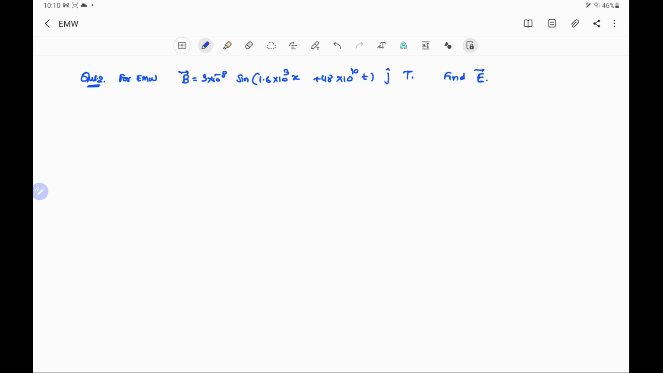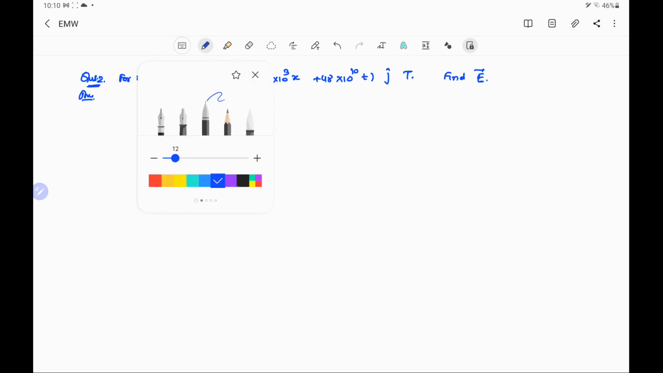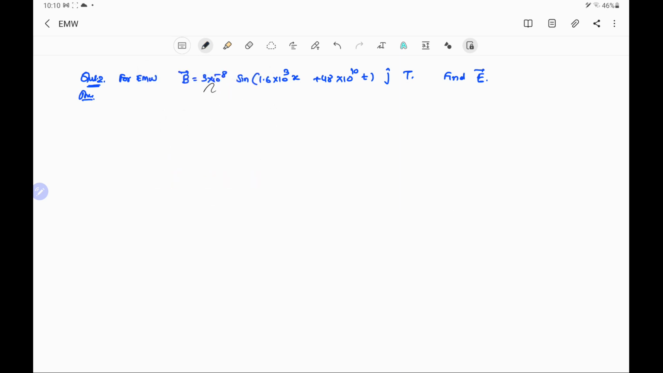Second question is, for the electromagnetic wave given by B equal to 3 into 10 power minus 8 sine (1.6 into 10 power 3 x plus 48 into 10 power 10 t) unit vector j, and it is in unit Tesla, find the electric field. If we compare this relation with the standard, then this will be the B naught, that is the amplitude of the magnetic field vector. This 1.6 into 10 power 3, because it is k, is the propagation constant, and 48 into 10 power 10 is omega, angular frequency, and vector B is in the y direction.